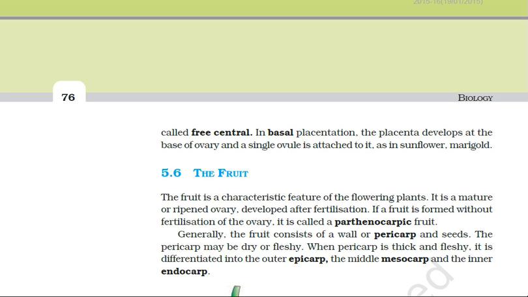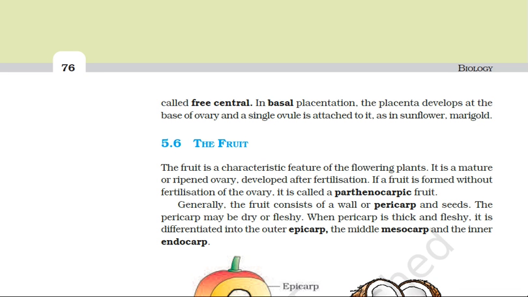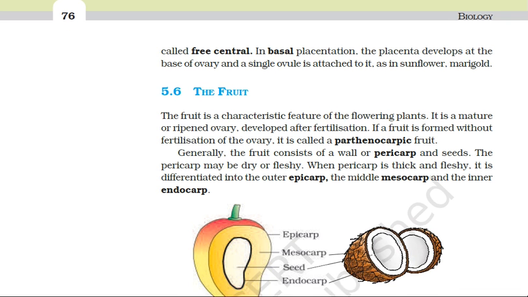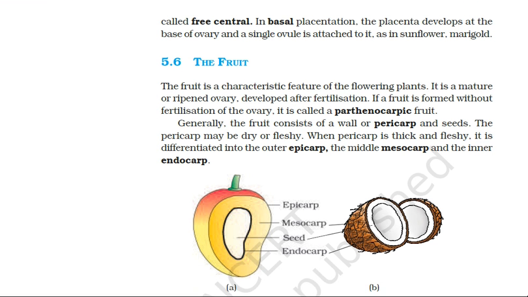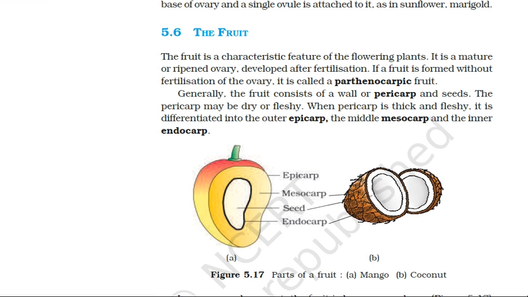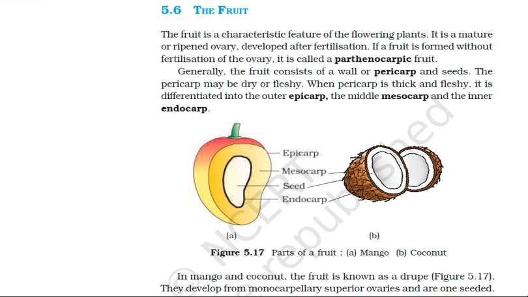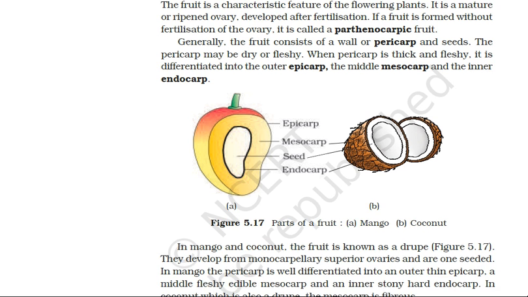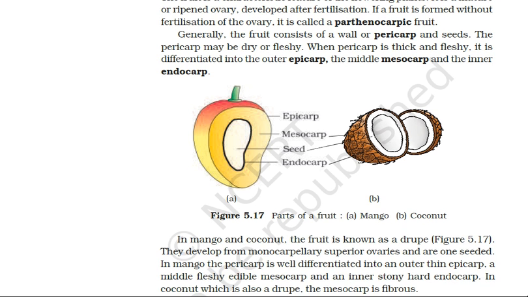In mango and coconut, the fruit is called a drupe, D-R-U-P-E. Such fruits develop from a monocarpellary ovary, meaning a single carpel, and here the ovary is superior and they are single seeded.